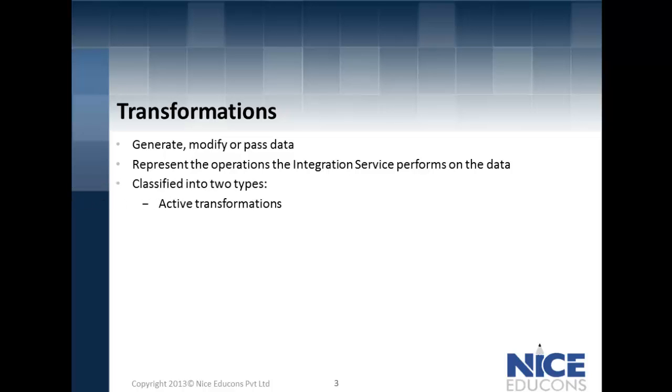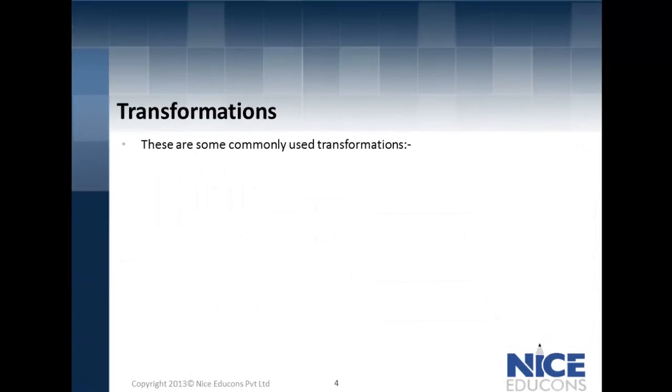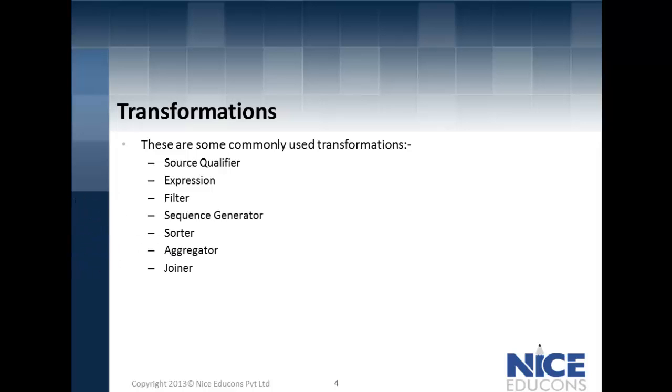They are classified into active and passive transformations. Active transformations can change the number of rows received, whereas the passive transformations do not change the number of rows received. Some of the commonly used transformations are the source qualifier, expression, filter, sequence generator, sorter, aggregator, joiner, lookup, update strategy, router, and transaction control. Each of these transformations have their own set of defined roles.